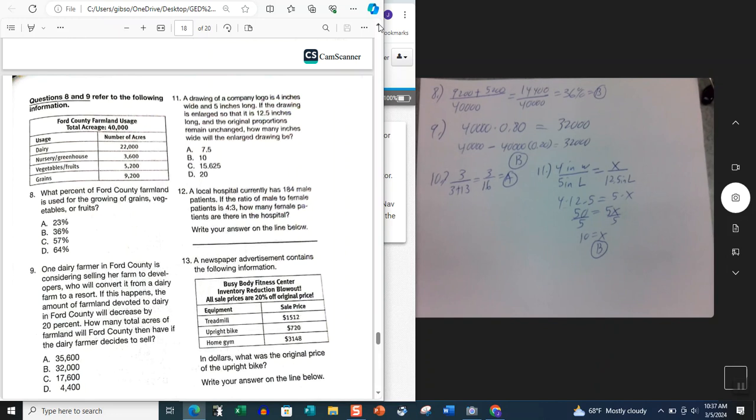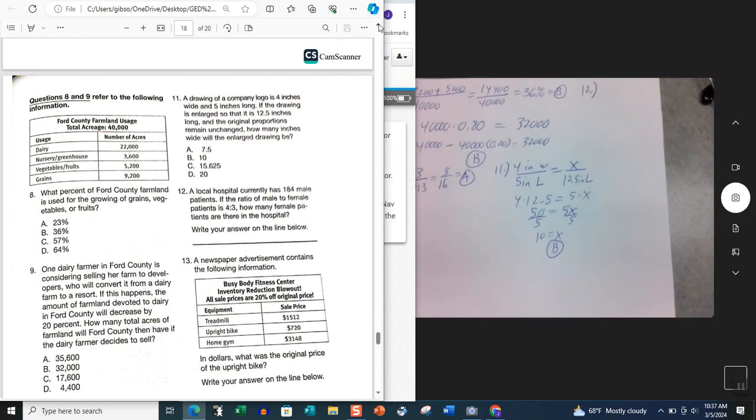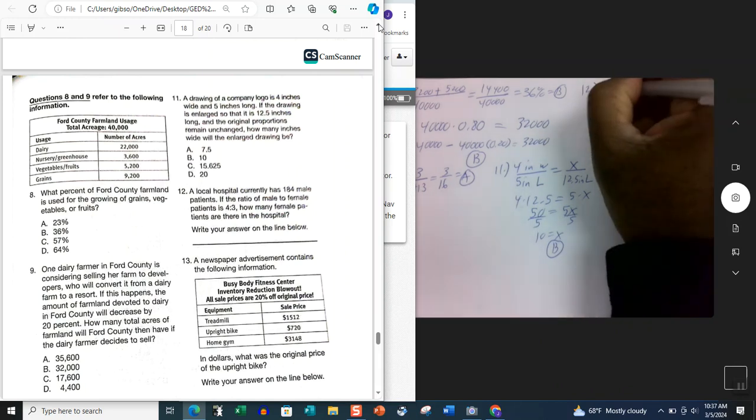Okay, number 12. A local hospital currently has 184 male patients. If the ratio of male to female is 4 to 3, how many female patients are there in the hospital? Write your answer on the line below. Okay, so for problem number 12, we got the ratio of 4 to 3, male to female. So it's 4 males for every 3 females.